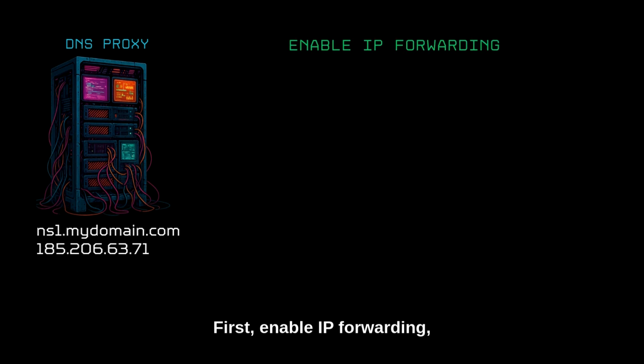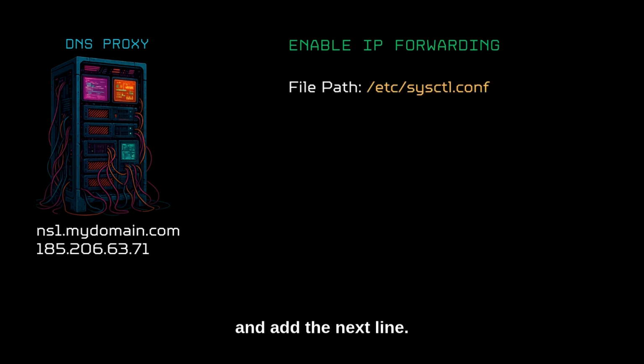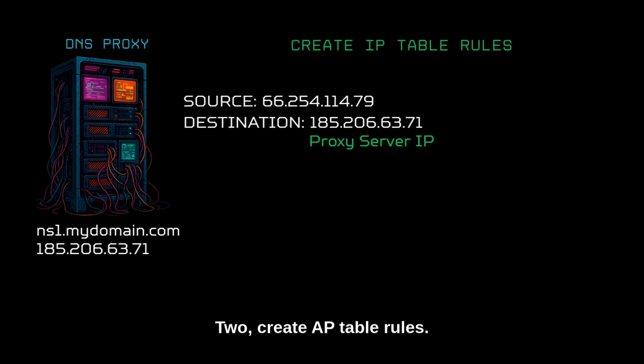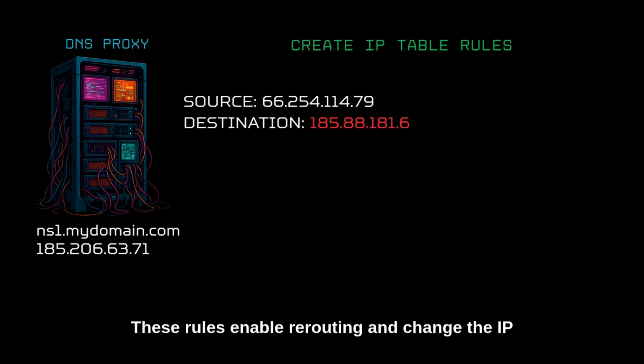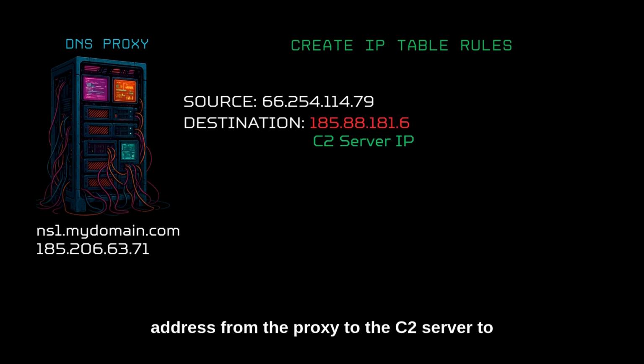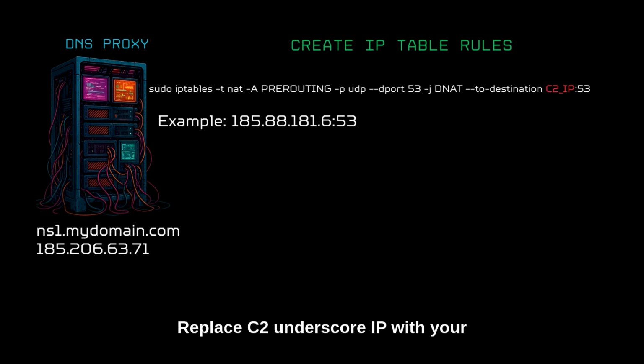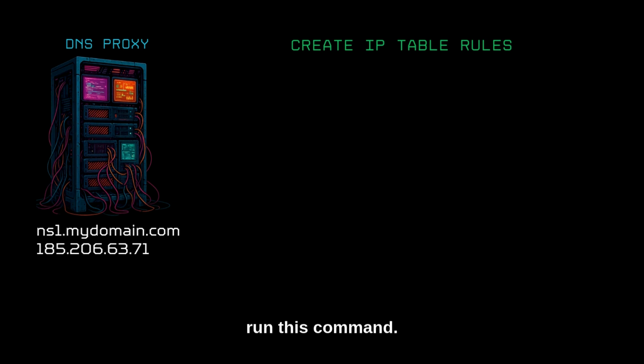The first server, serving as your DNS proxy and the target of the A record, requires two primary configurations. First, enable IP forwarding. Edit the file and add the next line. Apply the change with this command. Second, create IP table rules. These rules enable rerouting and change the IP address from the proxy to the C2 server to prevent a bad DNS response. To set the pre-routing rule, run this command. Replace C2_IP with your C2 server's IP address, and the 53 specifies the DNS UDP port. And now, to set the post-routing rule, run this command.